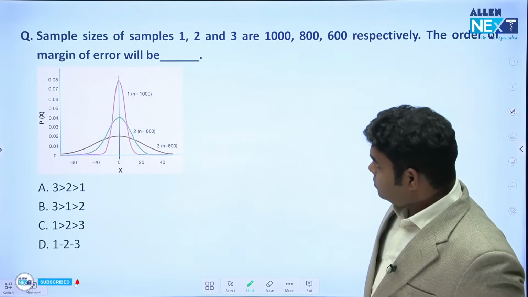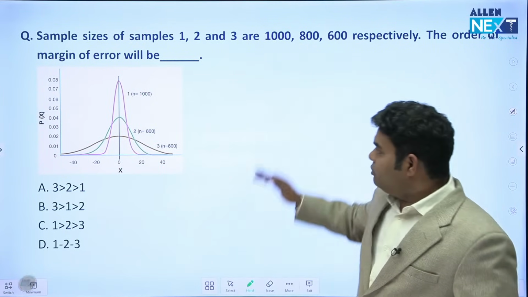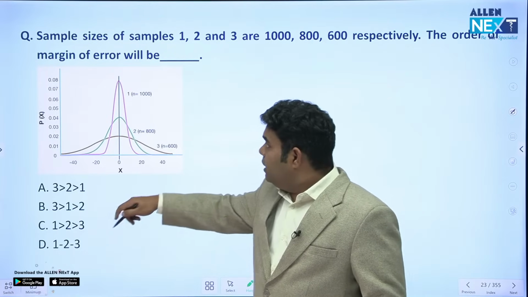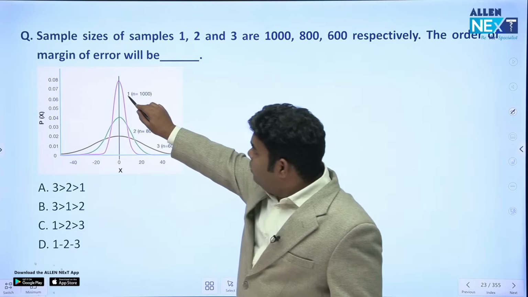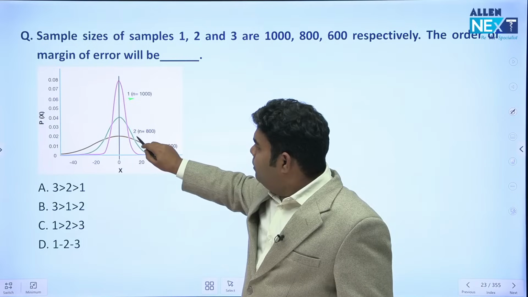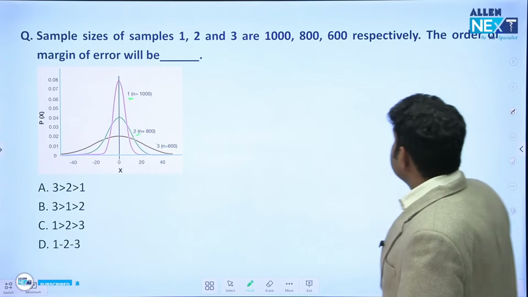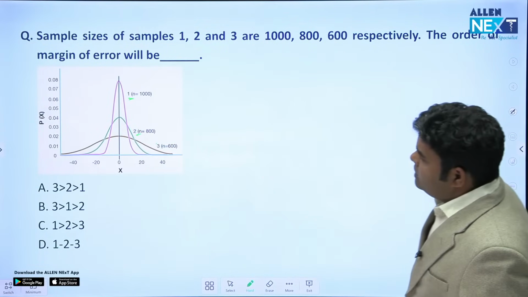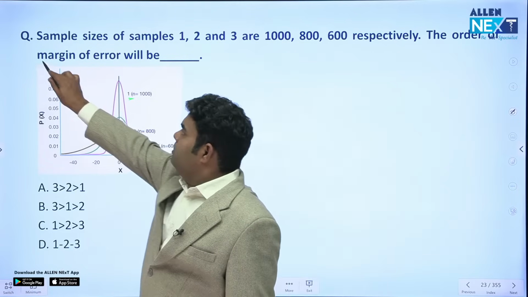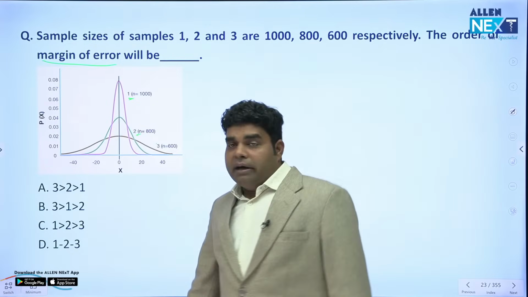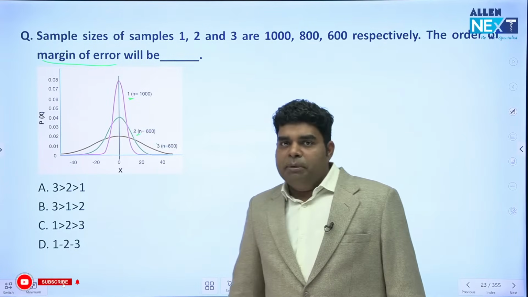Next question. They have given the sample size of 3 studies, 1, 2, 3. The pink one is 1, the blue one is 2, the gray one is 3, the lowermost is 3. And they asked, what will the margin of error be? In which graph will the error be maximum?